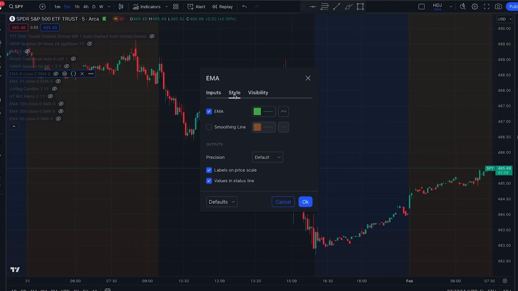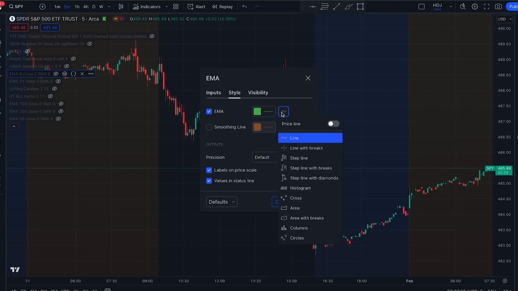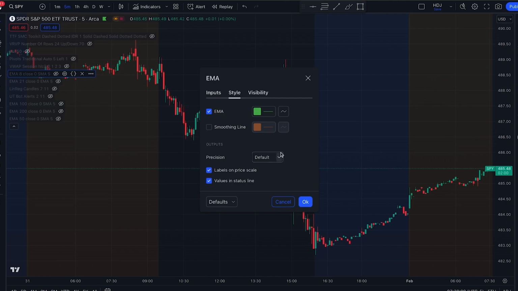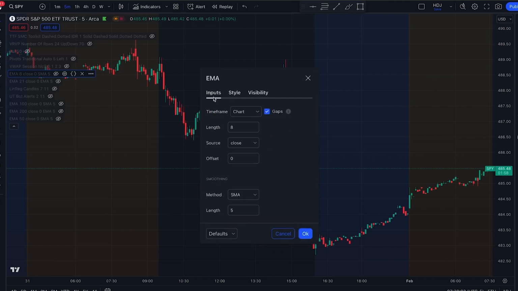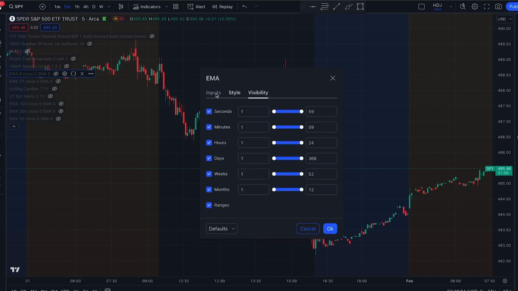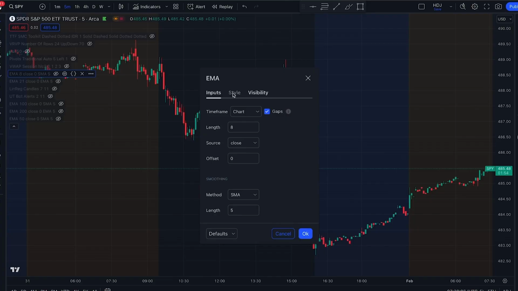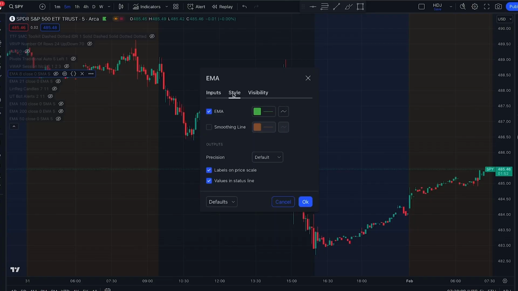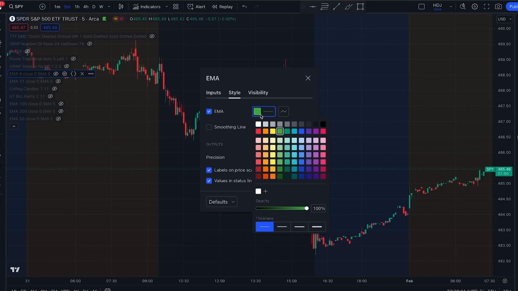Now I make my 8 moving average green, so you can change the color under style, and if you want to change the thickness of the lines, you can come down here. But for my 8, I just keep it pretty basic. I keep it on this level here, and I keep it green.